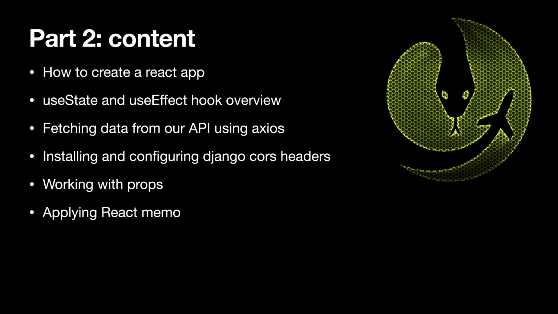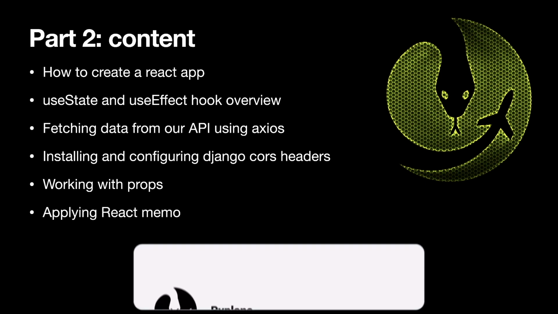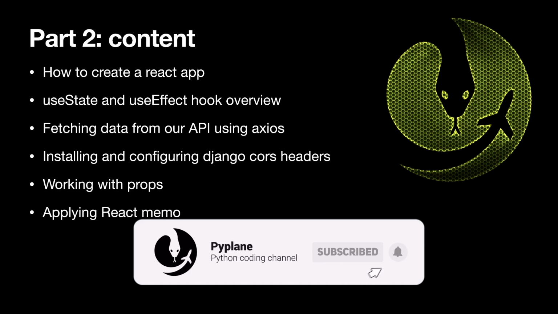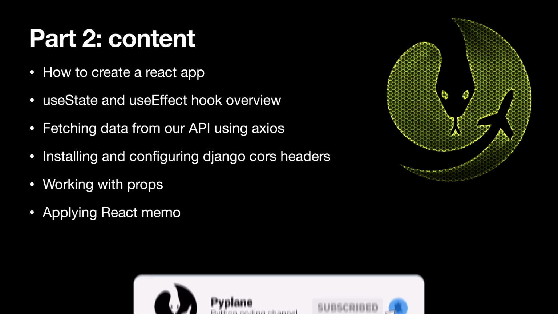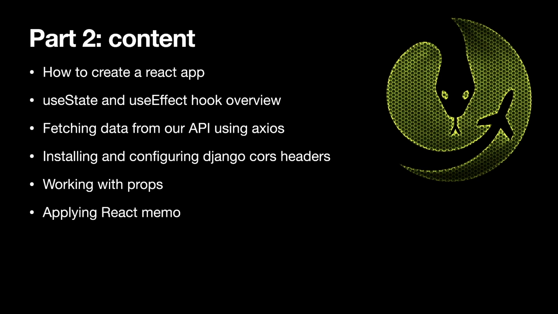Alright guys, welcome back to the second part of the Django Rest Framework and React.js series. In this one we are going to integrate our Django application from part number 1 with the React application that we are going to create in part number 2. So in this part, we are going to load the data from our API into the React application.